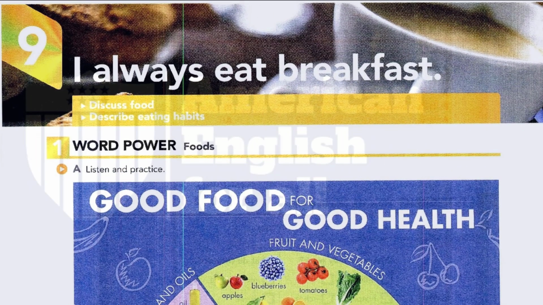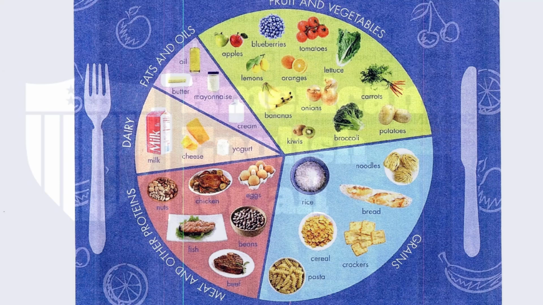Unit 9. I always eat breakfast. Page 58. Exercise 1. Word power. Foods. Part A. Listen and practice. Good food for good health. For good health, eat a lot of fruits, vegetables, and grains.